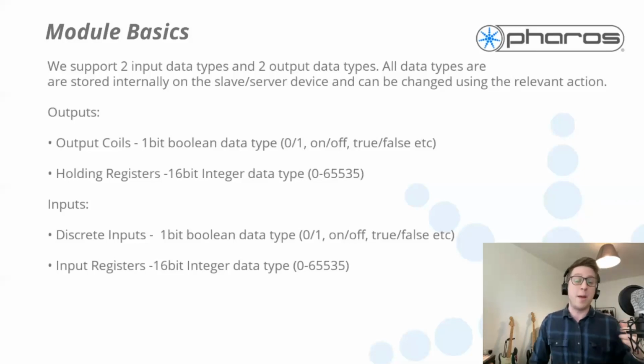We also support input types. Discrete inputs, again, are 1-bit Boolean data types. So on, off, true, false. And input registers, again, are 16-bit integer data types, which you can use as a kind of range, so to speak.